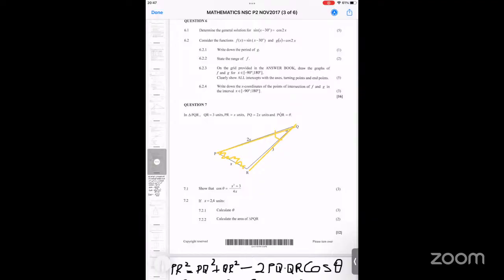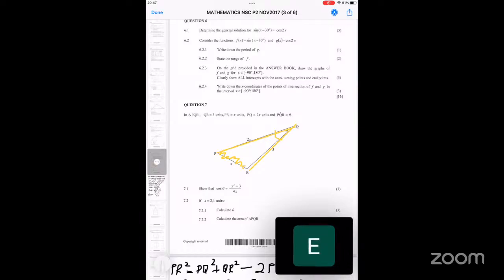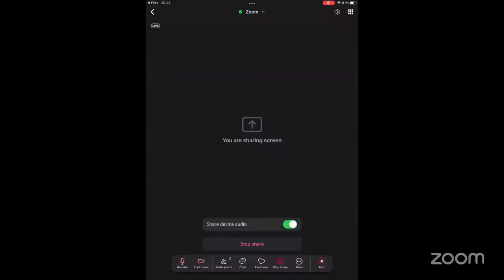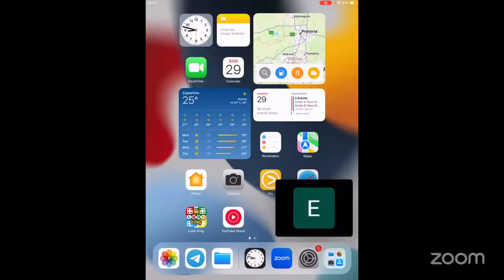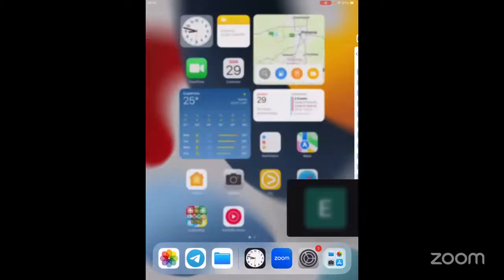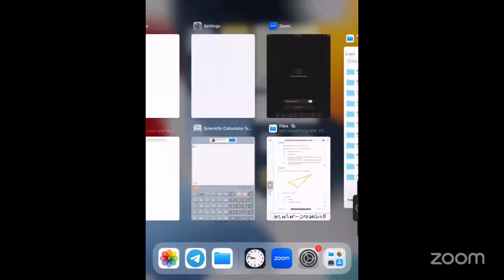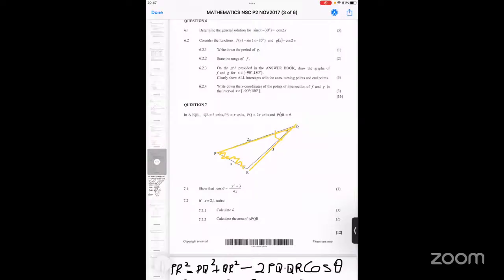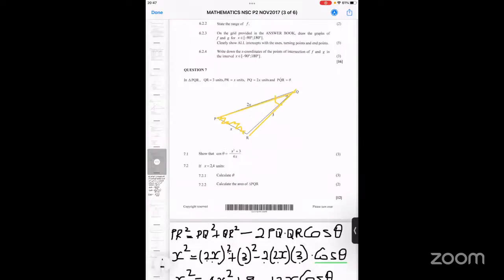Sir? Ethan, did you work it out? Yes, sir. Okay, let's see. What are your answers? Maybe let's start with theta. What did you get for theta? 24.62 degrees. Hmm? 24.62 degrees.